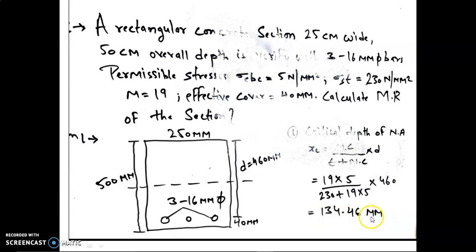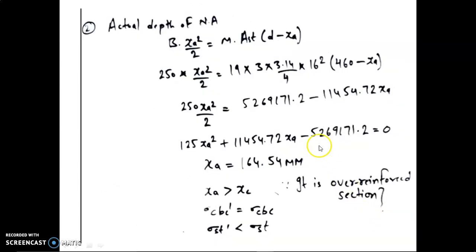Now we have to find the actual depth of neutral axis. So we have one formula for that: b xa square by 2 is equal to m ast into d minus xa. We have all values. We simply put values in this equation and we get actual depth of neutral axis is equal to 164.54 mm.